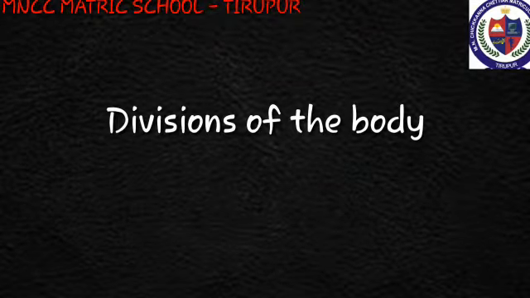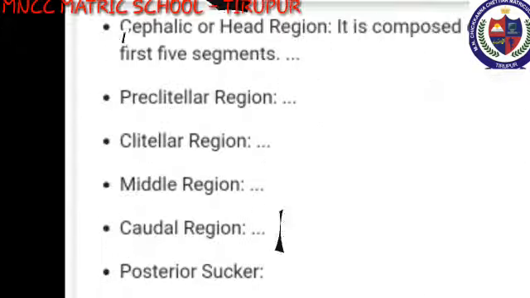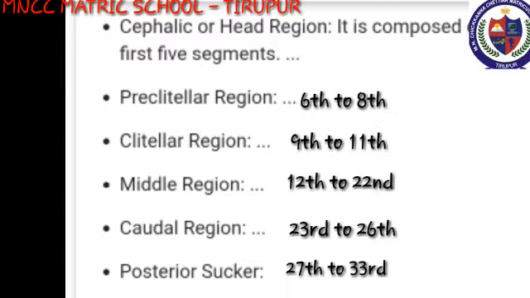Divisions of the body. The body of leech is divided into 6 regions: cephalic region, preclitellar region, clitellar region, middle region, caudal region and posterior sucker. First one, cephalic region. First to 5th segments. Preclitellar region. 6th, 7th and 8th segments. Clitellar region. 9th, 10th and 11th.